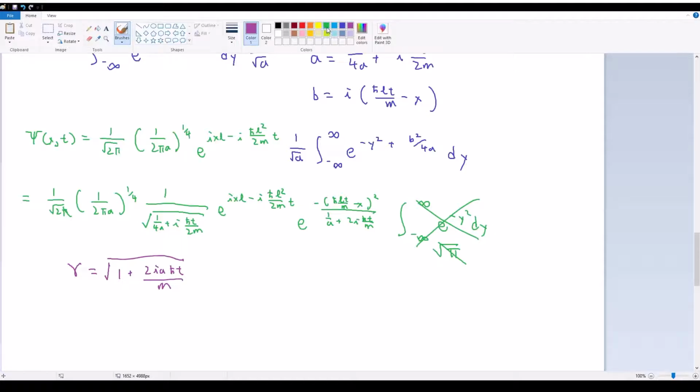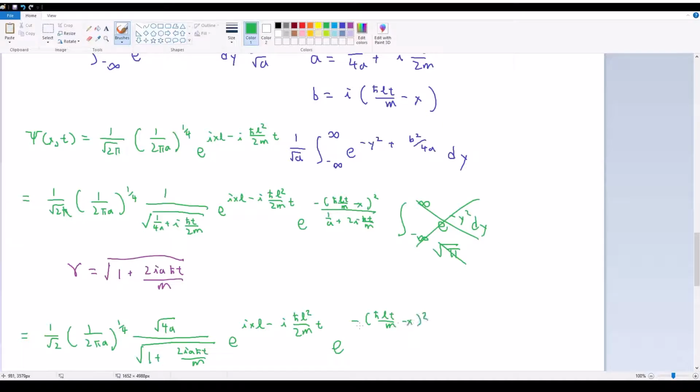So let's rewrite psi. Psi of x comma t is going to equal 1 over square root of 2 times 1 over 2 pi a to the power of 1/4. And I'm going to multiply everything here by square root of 4a over square root of 4a. So we're going to get square root of 4a divided by, if I multiply square root of 4a onto the bottom, the square root of 1 plus 2ia h bar t over m. And then we have e to the i x l minus i h bar l squared over 2m times t, times e to the negative a times x minus h bar lt over m squared.